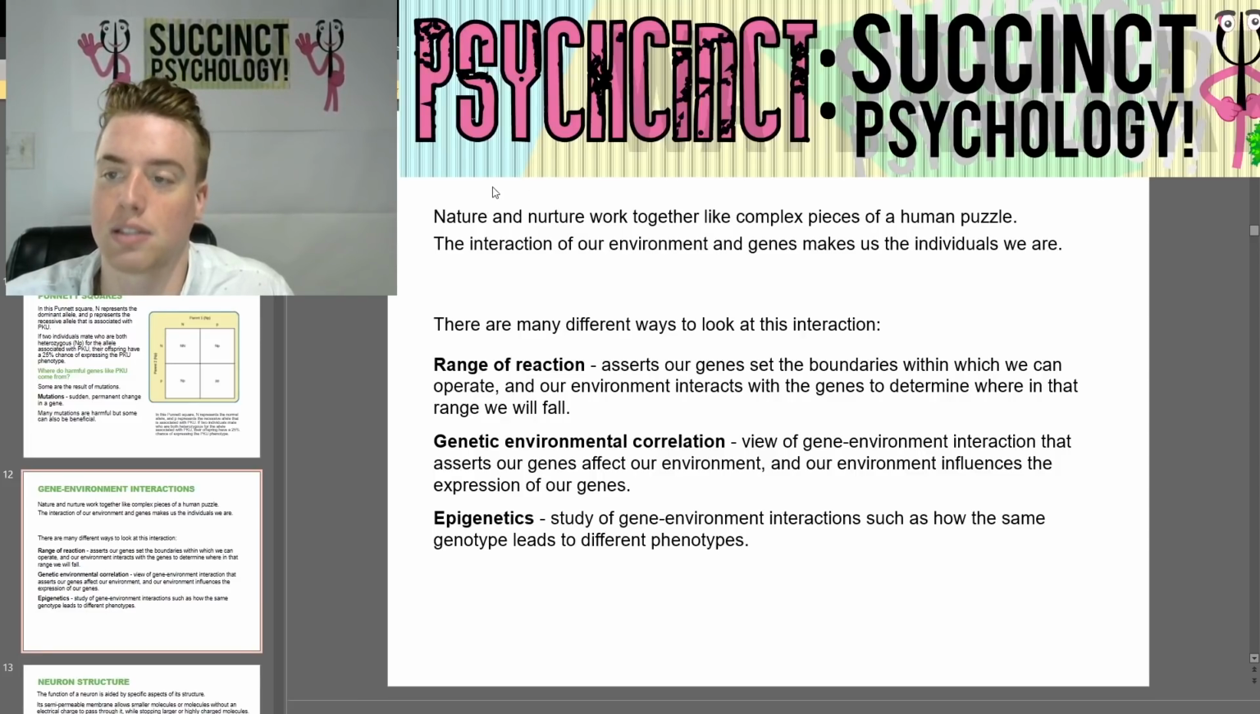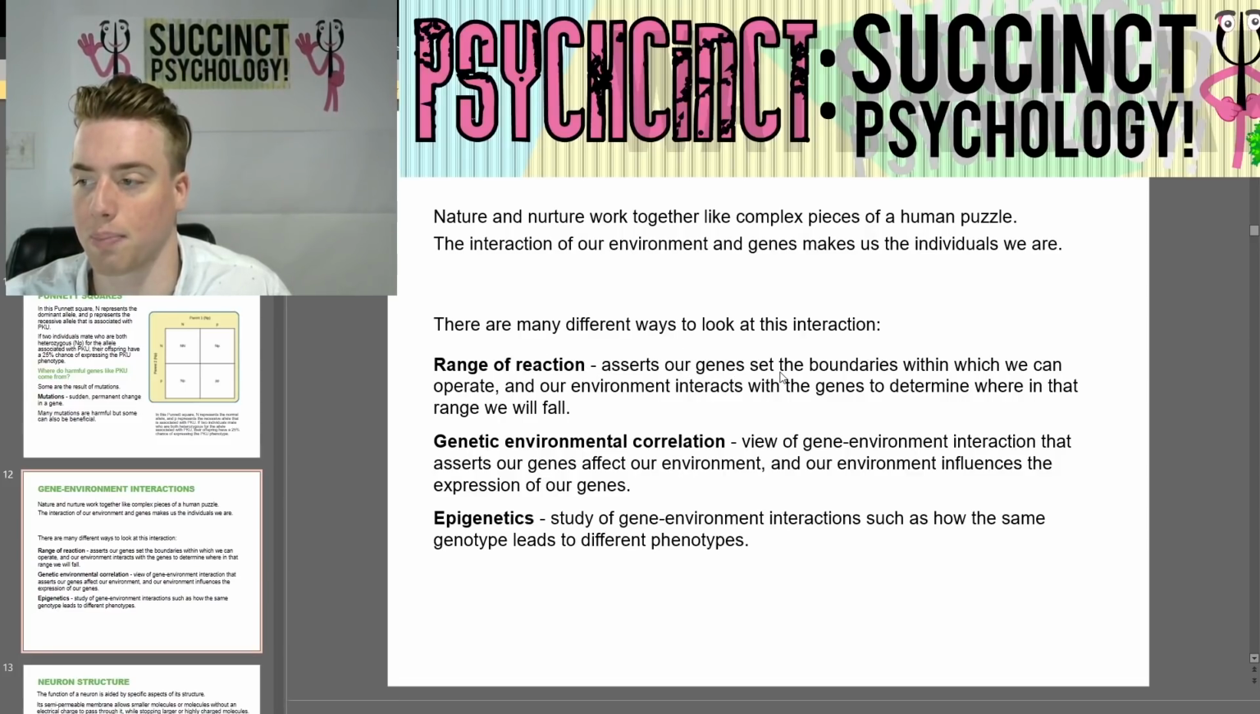So anyways, gene-environment interactions. Nature and nurture work together like complex pieces of a human puzzle. The interaction of our environment and genes makes us the individuals we are. There are many different ways to look at this interaction. So we have range of reaction, which asserts our genes set the boundaries within which we can operate, and our environment interacts with the genes to determine where in that range we will fall.